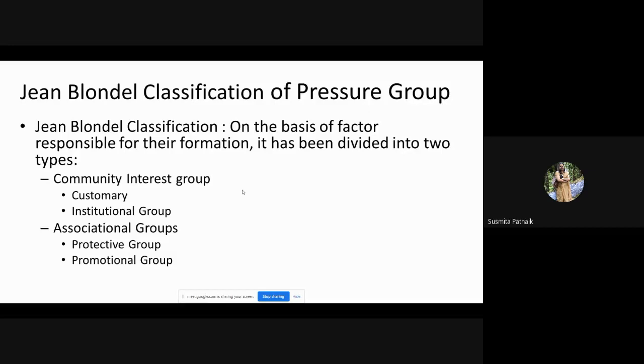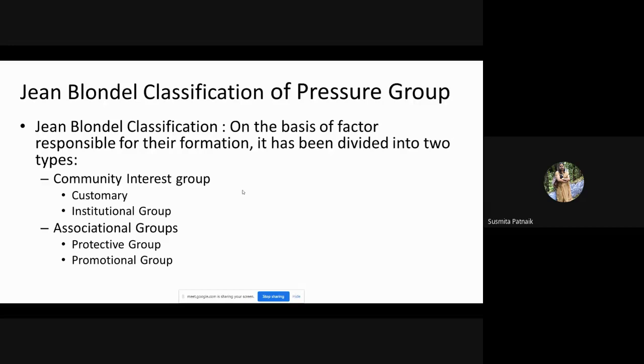Then your Almond classification was over. So he has classified the total pressure groups into 4 categories. Now the classification of Jean Blondel is coming. Jean Blondel classified on the basis of the formation of pressure groups. He has divided the pressure groups into 2 categories.